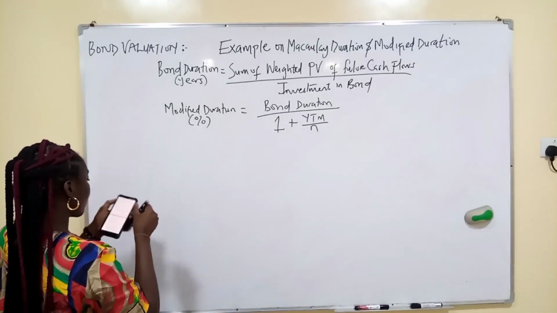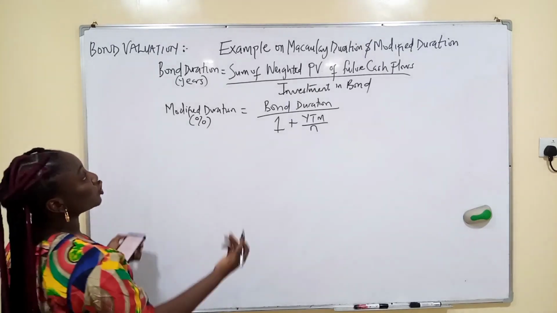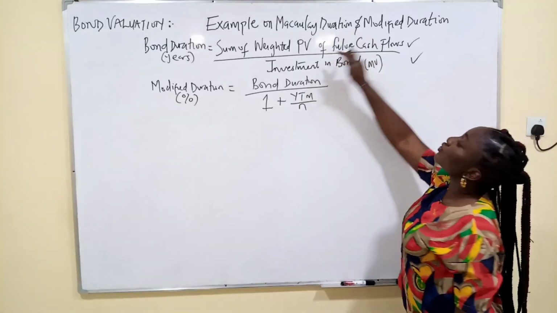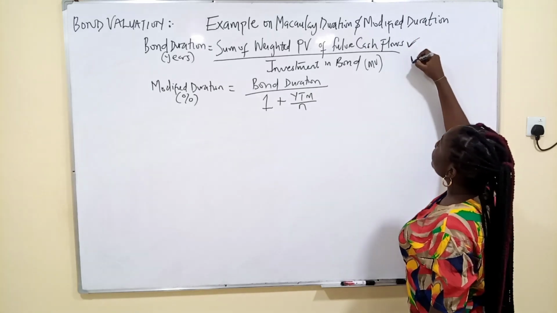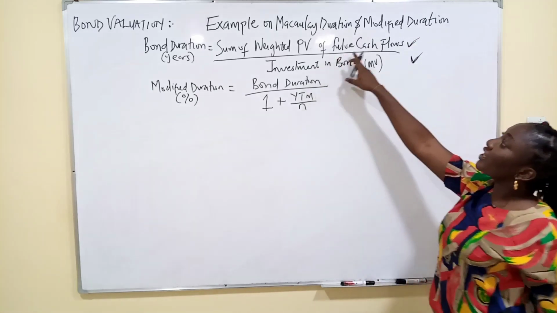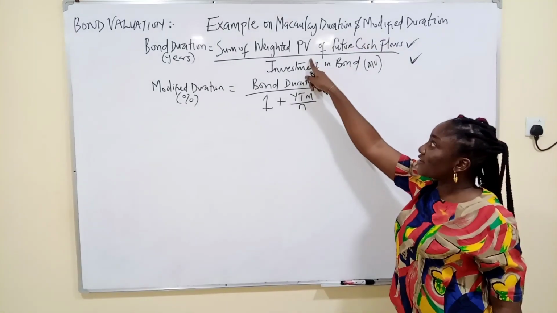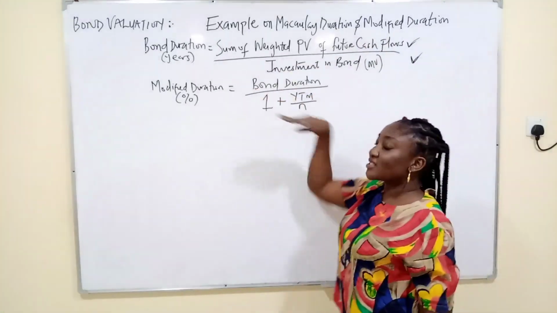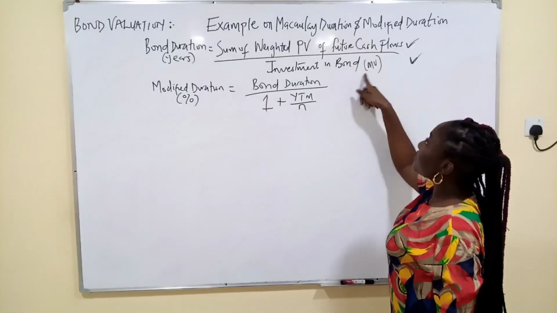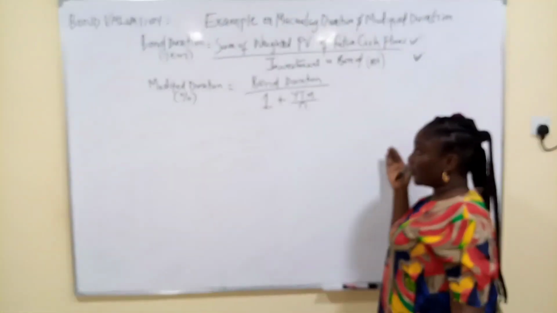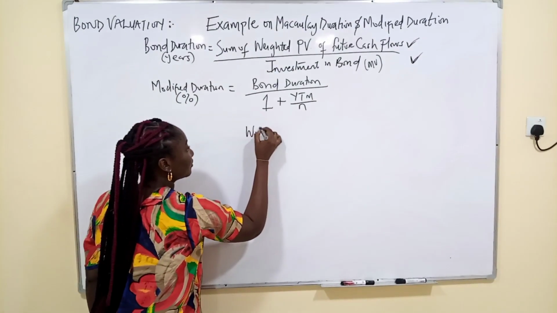Okay, so let's solve this question. It said calculate the Macaulay duration. You can say Macaulay duration or bond duration. So you need to get your sum of weighted PV and your investment in bond. The sum of weighted PV of future cash flows means multiplying the present value of future cash flows by the corresponding year. Then investment in bond is your market value in the bond. Okay? So you're going to have your weighted PV.